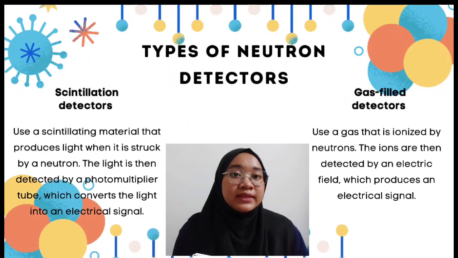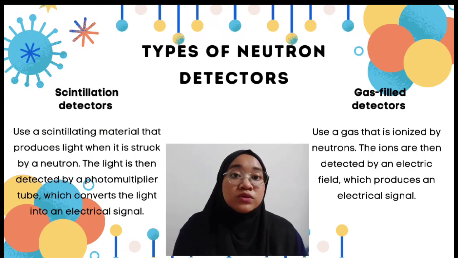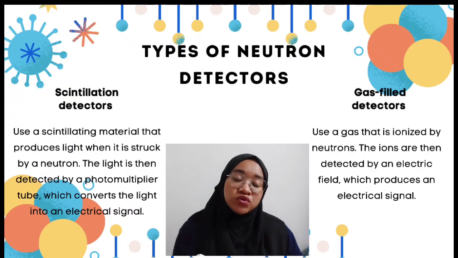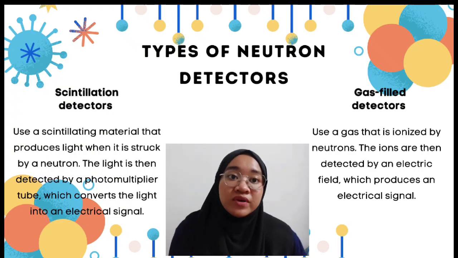Here are two main types of neutron detectors. The first is scintillation detectors. It uses a scintillating material that produces light when it is struck by a neutron. The light is then detected by a photomultiplier tube, which converts the light signal into an electrical signal.